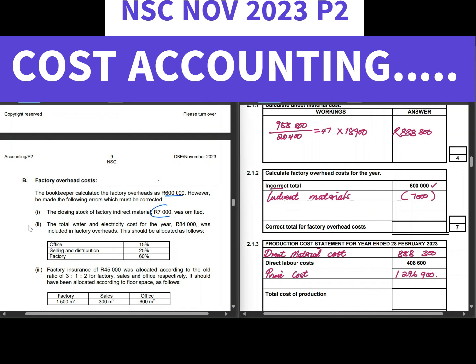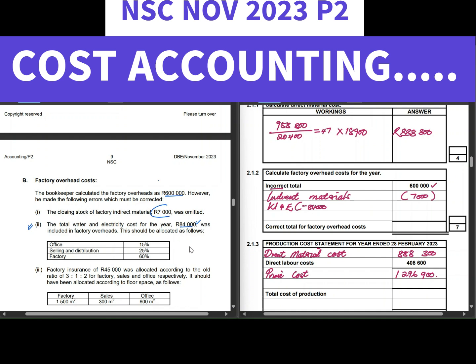Let's go to the next one. It says the total water and electricity cost for 84,000. This is for the year. Was included in the factory overheads. This should be allocated as follows. So we have the entire amount for water and electricity included here. That means I'll come here, then I'll say my water and electricity. So first I must take out the 84,000. Let me take it out already. So I take it out first. I've taken out the 84,000, which is that incorrect amount.